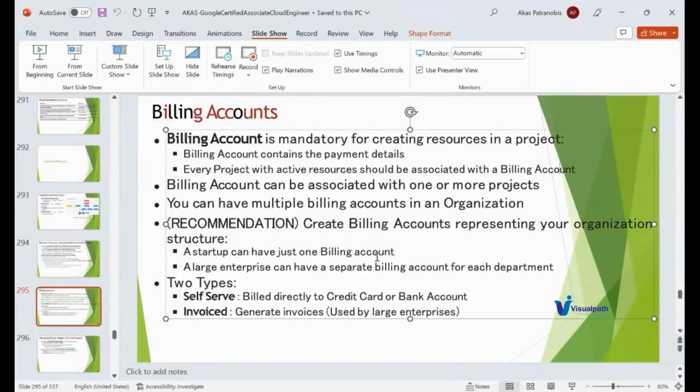And there are two ways in which these work. One is self-serve, when you are using individual accounts, or mostly when you are using your credit or debit card, and otherwise it is invoice. When bigger organizations are using it, they sign a contract with GCP, and they are sent an invoice at the end of the month or the end of the quarter, and then they pay. So this is one thing that I wanted to tell you.